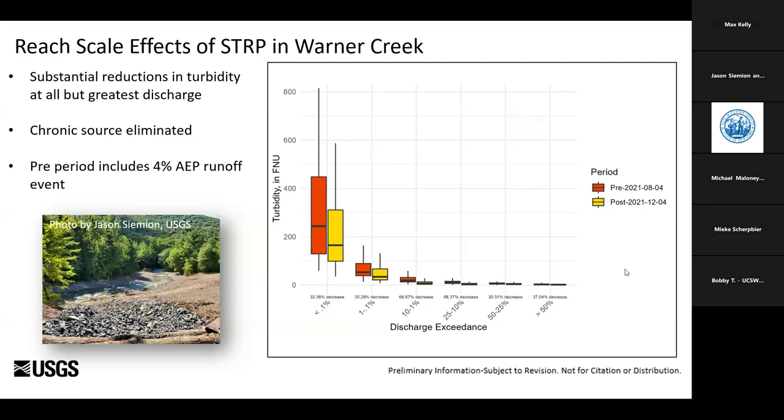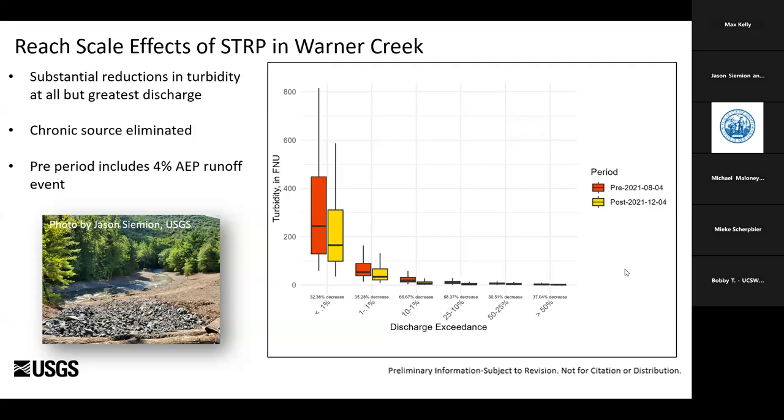As you can see here, decreases exceeded 30% and are indicative of decreases of what we usually call chronic turbidity production, which occurs during these low but long time periods in regards to looking at the overall hydrograph.